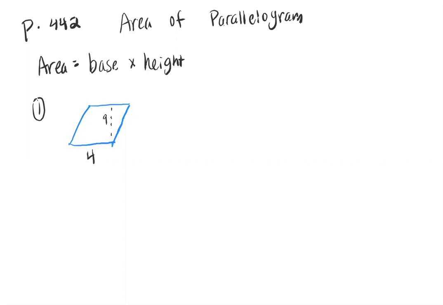So for finding the area of a parallelogram, we're going to be doing our base times our height. So on page 442 in that lesson 7-1, number 1, I've got our parallelogram drawn here. I can see that my base is 4, and then that dotted line, remember dotted lines tell me that's a height. I've got 9, so I know area is base times height.